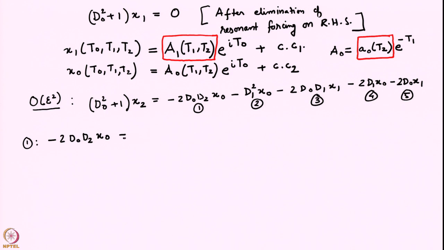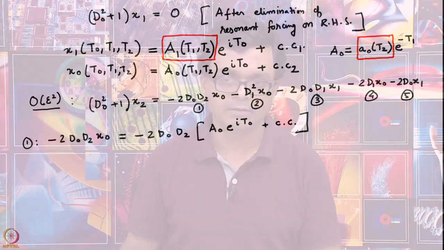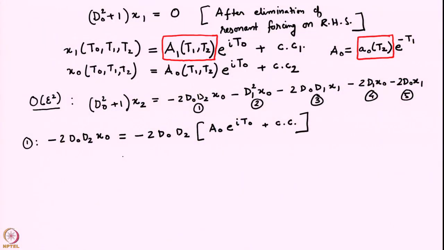So now let us calculate this term. This is equal to minus twice d0 d2 of A0 e to the power i t0 plus cc. Again, I am not going to write CC1, CC2. It should be understood that whenever I write a CC, it indicates the complex conjugate of everything that appears on the left of the CC. So every CC is not the same. If I have multiple CCs in what I am writing, every CC represents a different expression. That should be remembered. And this is just minus twice i del A0 by del t2 into e to the power i t0. We know A0 from this expression. We will do that derivative later, but let me keep it in this form right now.